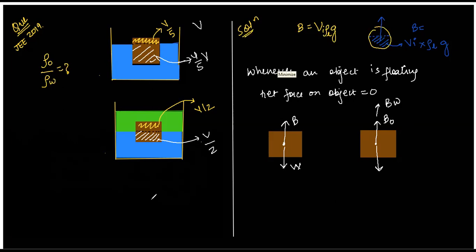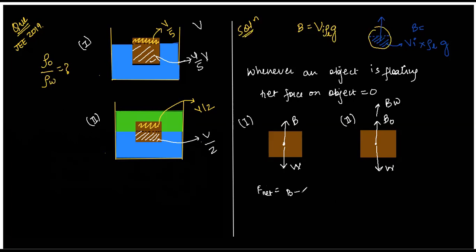Okay, great. Now, since we know that in case of floating, the net force is zero, in both cases, case 1 and case 2, I am going to write the expression for net force first. So the net force will be equal to W minus B, or you can write it as B minus W, depends upon you.